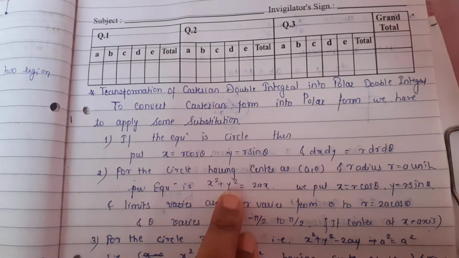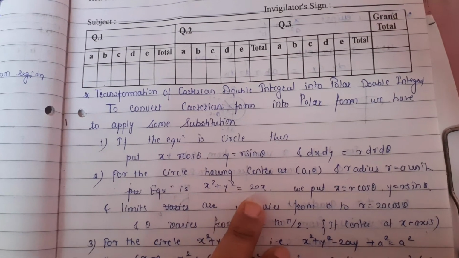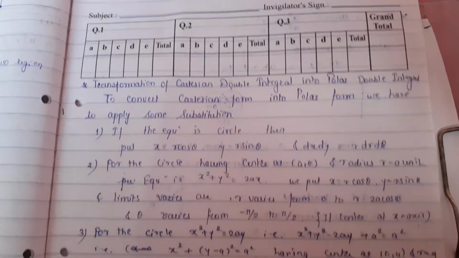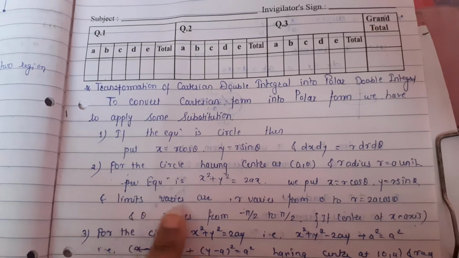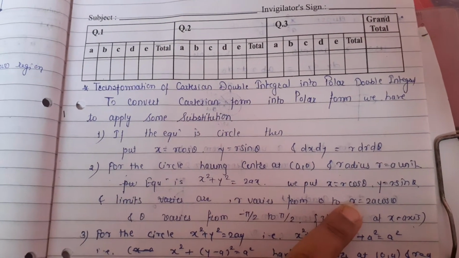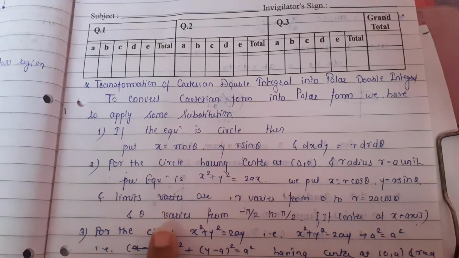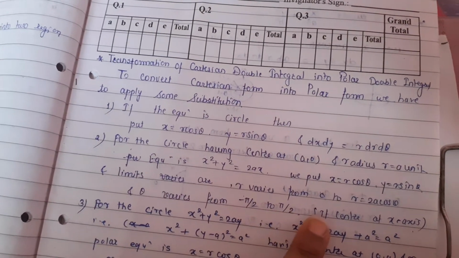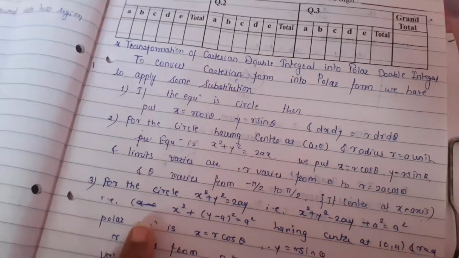For a circle having center on the x axis, the equation is x square plus y square is equal to 2ax. We put the same x is equal to r cos theta, y is equal to r sin theta, and the limits are r varies from 0 to 2a cos theta, theta varies from minus pi by 2 to pi by 2. Here the condition is center on the x axis.